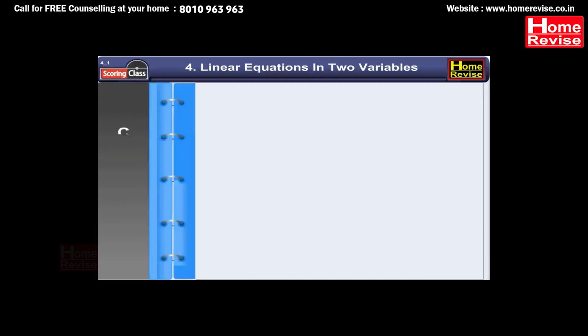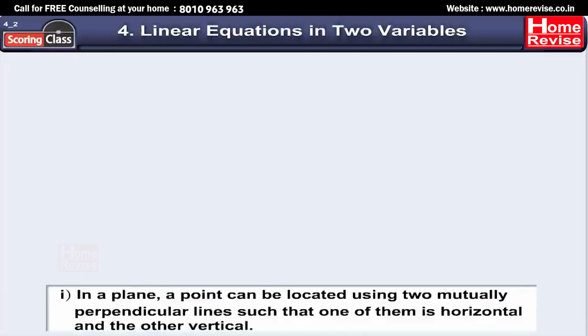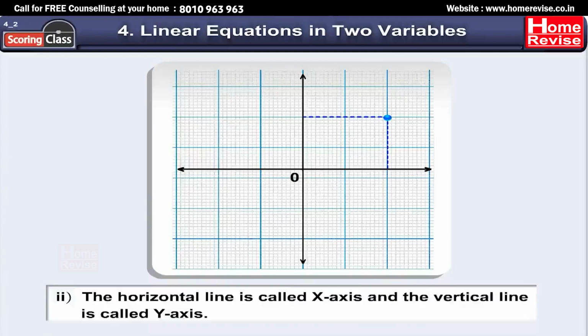Chapter 4. Linear equation in two variables. Number 1. In a plane, a point can be located using two mutually perpendicular lines such that one of them is horizontal and the other is vertical. Number 2. The horizontal line is called x-axis and the vertical line is called y-axis.